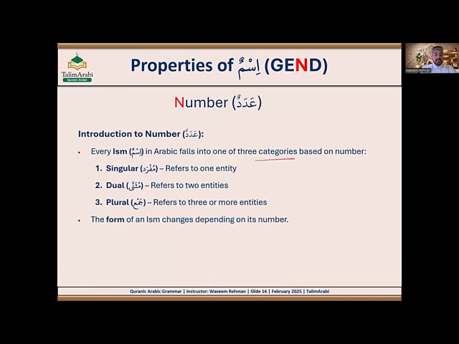So number. As I already mentioned, every ism in Arabic falls into one of these three categories. Either it would be a singular ism, a dual ism, or a plural ism. Singular refers to one entity, and dual refers to two entities. Arabic is a little different from English or some other languages: for two, we won't say it's a plural, we would say it's dual, it's musanna. Plural in Arabic is three or more, or you can say more than two.